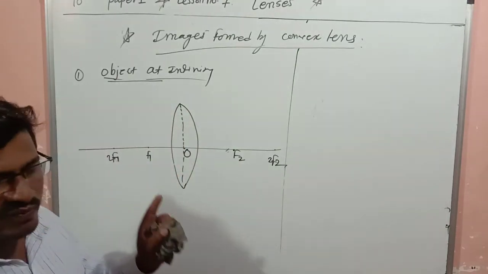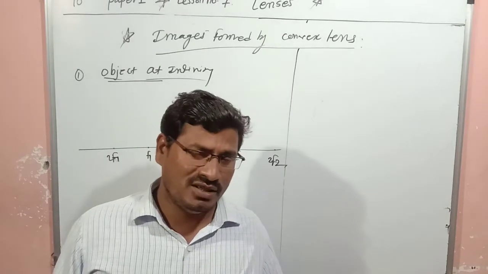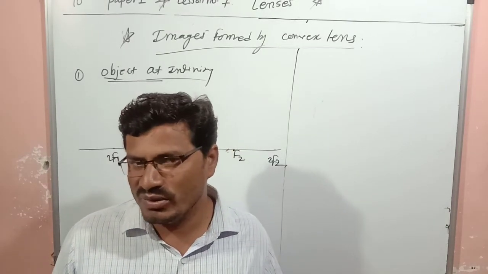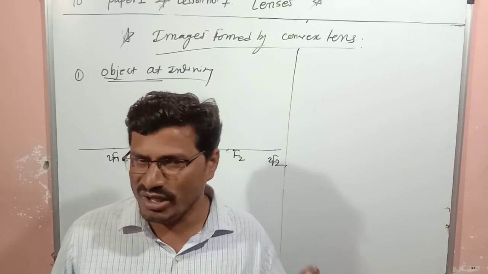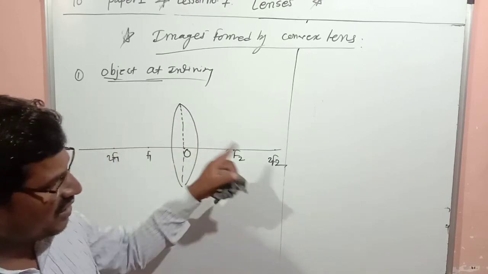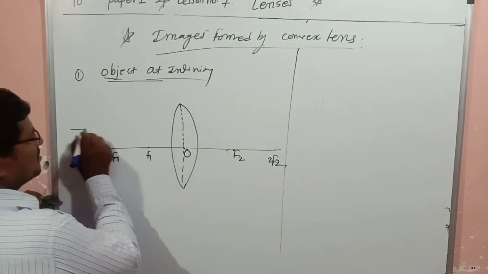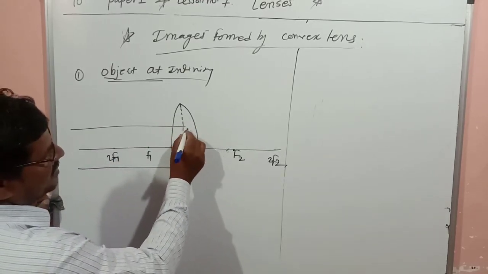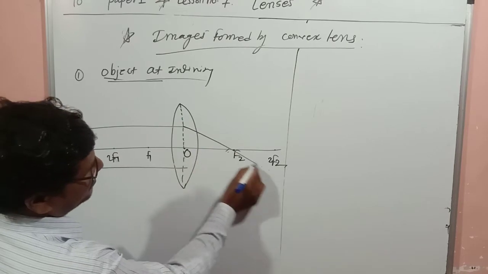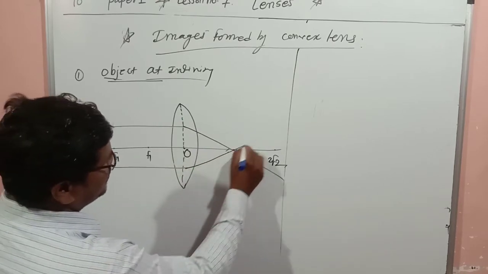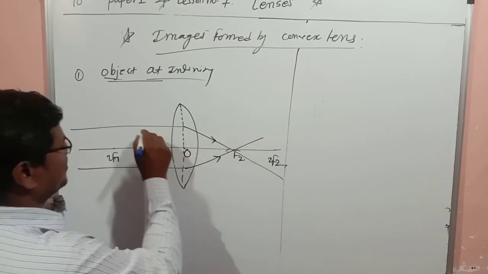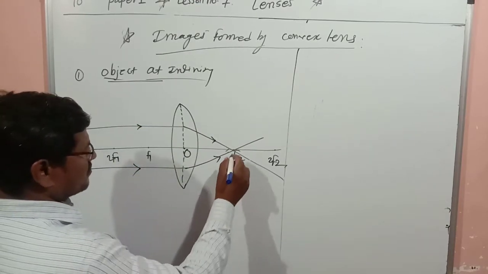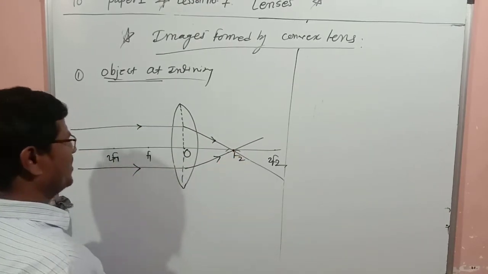And according to our first rule, if light rays are coming parallel to the principal axis, then they are converging. Where are they converging? They are meeting at a single point at the focus on the other side. So suppose the first light ray is parallel to the principal axis; after refraction it will pass through the principal focus. So where they are meeting, there will be the image.